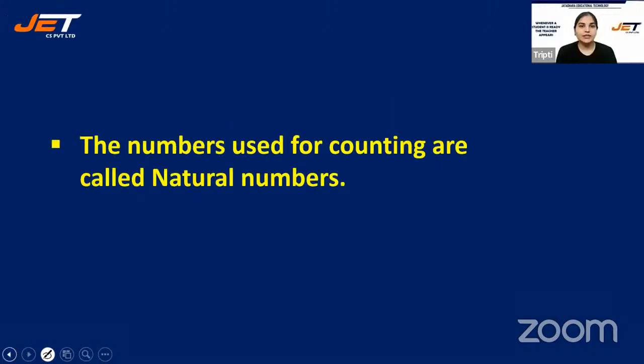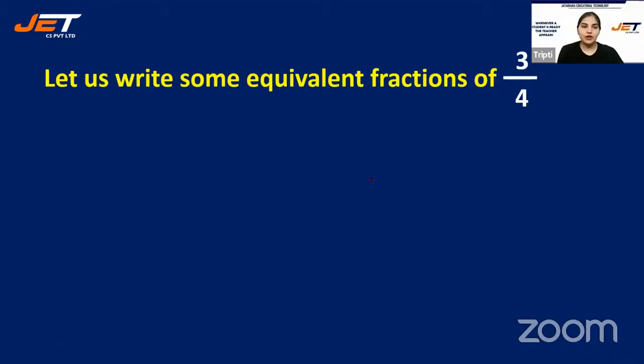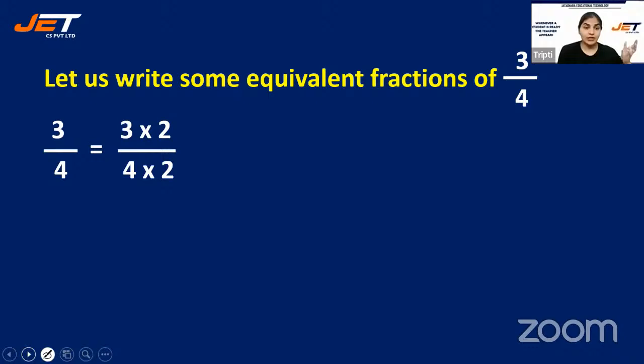Let's continue further. The numbers used for counting are called natural numbers that we did in the last class. We also did some equivalent fractions in the last class, like 3 by 4. To find the equivalent fraction, you can multiply the numerator and denominator by any number. So 3 by 4, I am multiplying it by 2. 2 in the numerator, 2 in the denominator. It is 6 by 8. 3 times 2 is 6, 4 times 2 is 8.